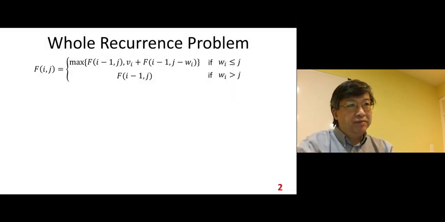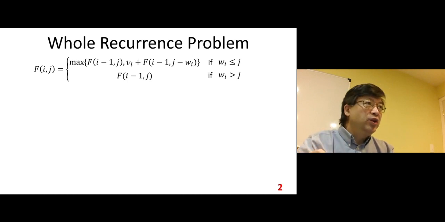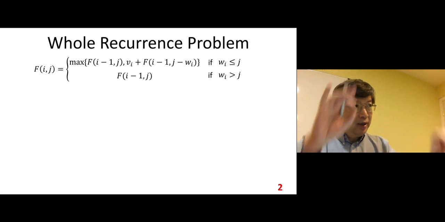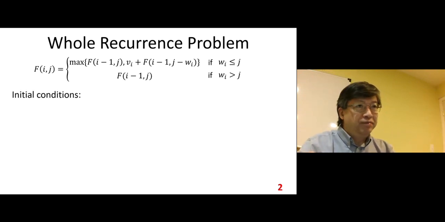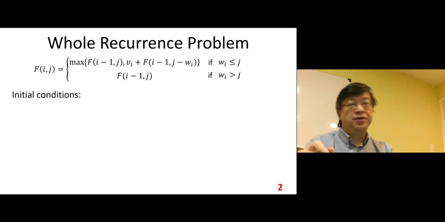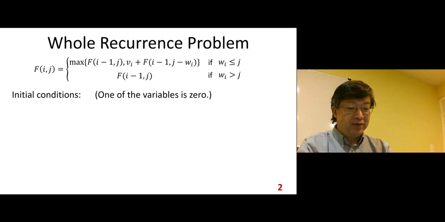So we derive this recurrence relation. But in order to run this example, we need to start somewhere. So we should have some starting point. So here, initial conditions. This recurrence relation should have some base cases, initial conditions. So that's the boundary cases.